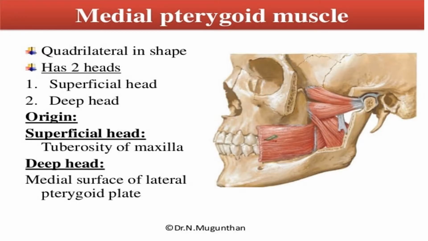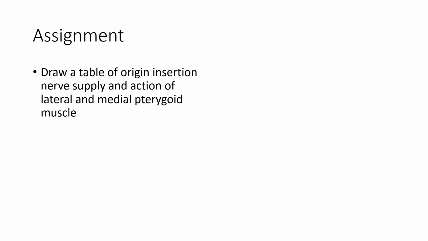Okay, so this is another picture of the medial pterygoid muscle, and it's showing the superficial head and the deep head of the medial pterygoid muscle. Okay, so here is another assignment for you: you have to draw a table showing the origin and insertion, nerve supply and action of the medial and lateral pterygoid muscles.